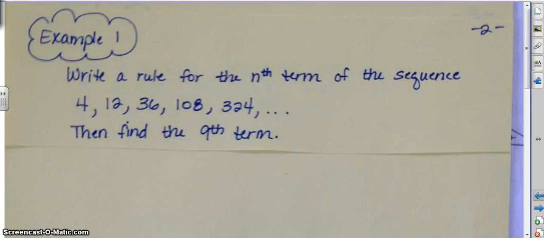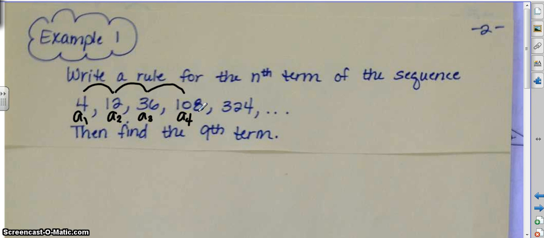Example number 1. Write a rule for the nth term of the sequence 4, 12, 36, 108, 324, and so on. And then find the ninth term of this. To go from 4 to 12, I'm multiplying by 3. Multiply by 3 again, I get 36. Multiply by another 3, and I'm going to have 108. Remember, our terms would be a sub 1, a sub 2, a sub 3, and so on.